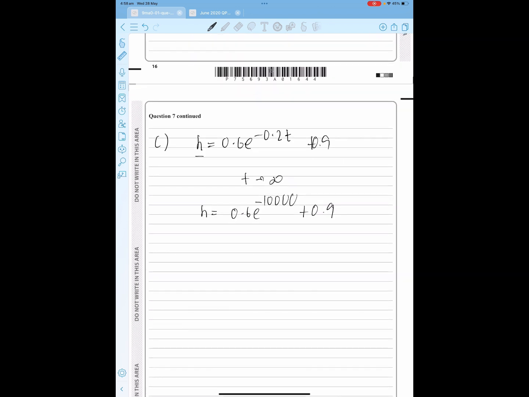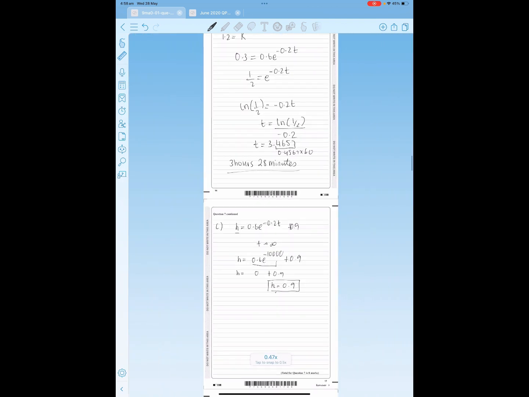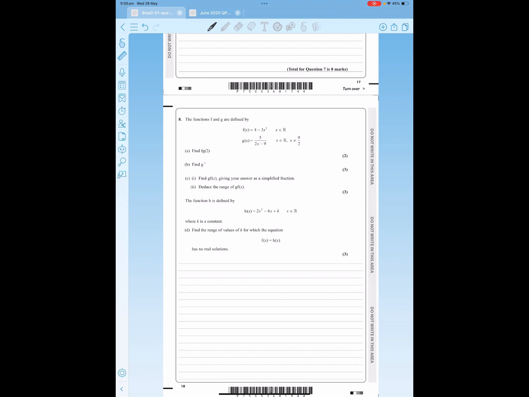Now, let's just double check in my calculator. What is that? It's minus 1,000. Yeah, so this is just heading to 0. This would just become 0 plus 0.9. h is equal to 0.9. And there you have it. That's part C. Okay, so question 8 is just some functions.